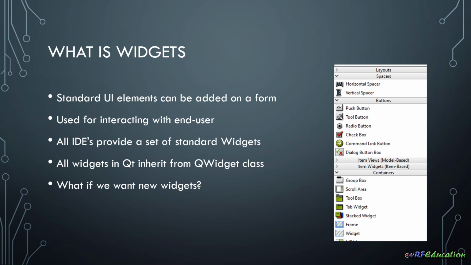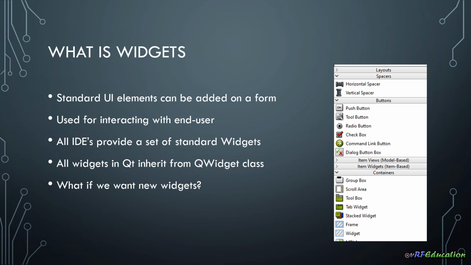Widgets are standard UI elements that we can place on a form in order to interact with end users. All programming languages IDE provide a set of standard widgets for programmers, as you can see in this image. In Qt, all widgets are inherited from QWidget class. So if you want to create a widget, you should have a class that inherits from QWidget. Otherwise, Qt cannot render that widget on a form.